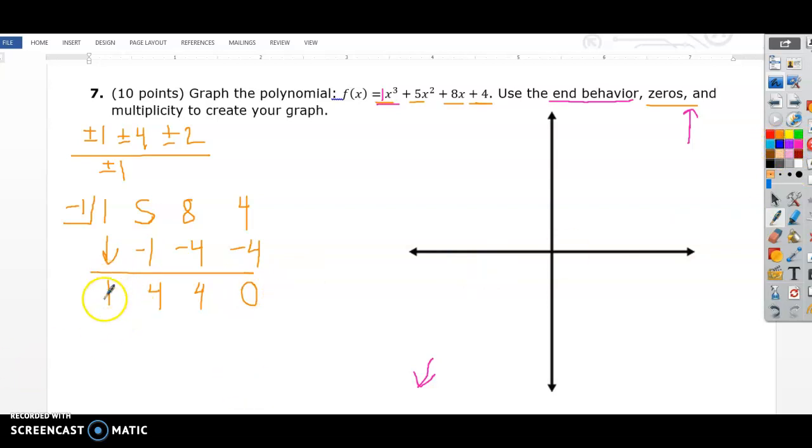So now I'm going to write my reduced polynomial. So this is x squared, because remember, my original polynomial is x to the third, so this one is 1 less, so that's x squared plus 4x plus 4. So now I can factor that.